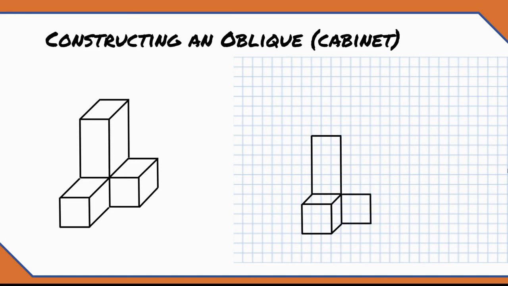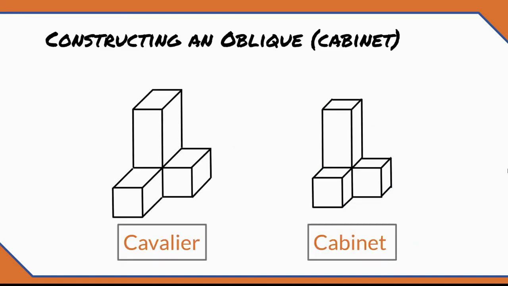From here, I can draw my next set of shortened depth lines and reconnect my edges on the back surface. Just like that, my cabinet oblique is finished. See the difference? Even though the depth lines on the cabinet oblique are shorter than they should be, the visual effect is that the object is in proportion.